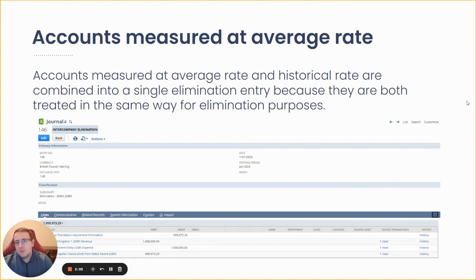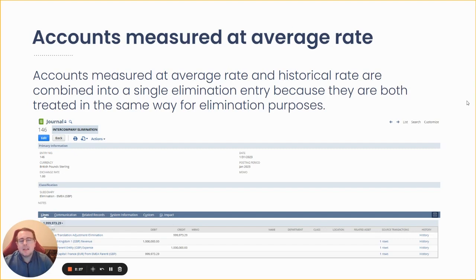One other thing to note is that accounts measured at the average rate and the historical rate are actually combined into a single elimination entry because they are both treated in the same way for elimination purposes, where we reference the balances generated in a specific accounting period and then eliminated in that same accounting period.